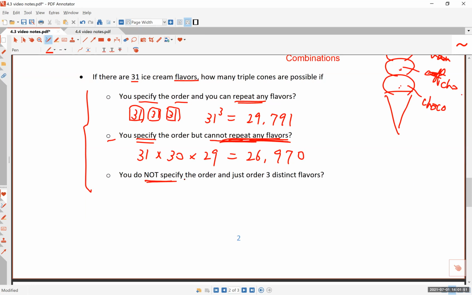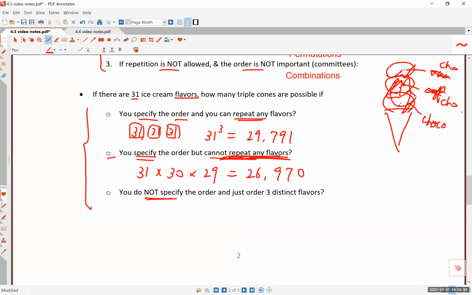All right, so now let's just suppose that this is one of those places like Cold Stone or something where they mix up everything. And so it doesn't matter in which order you order these things because they will mix them up anyway to create their triple cone. If the order is not important, then how many different triple cones can you order if you are to order 3 distinct flavors? If the order were important, this would be the permutations problem.